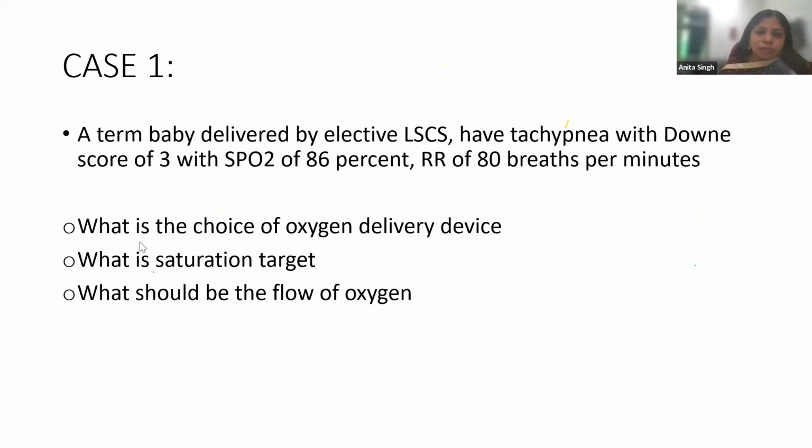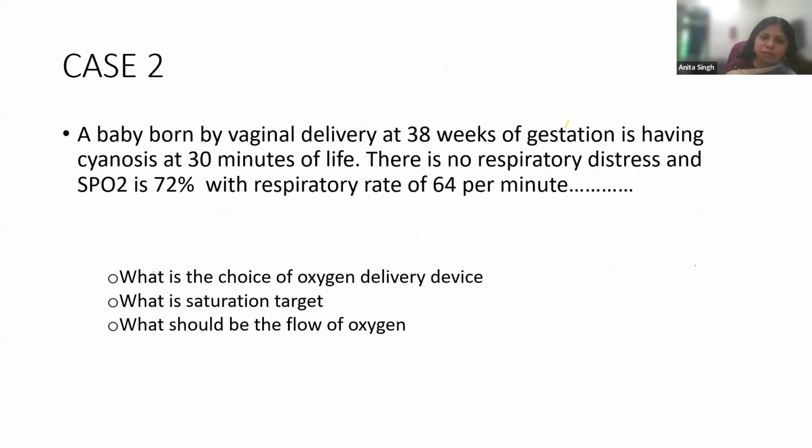Okay, so the choice of oxygen delivery device can be oxygen by hood or simple nasal prongs. The saturation target, again, in routine neonatal care remains 90 to 95%. And the flow of oxygen, if you are using a hood, should not be less than 5 liters per minute. If you are using oxygen by nasal prongs, it should be 1 to 2 liters per minute. But again, if it is more than 2 liters, you have to take care of heating and humidification.